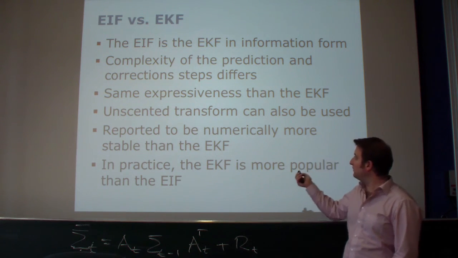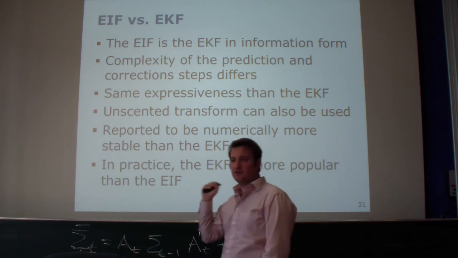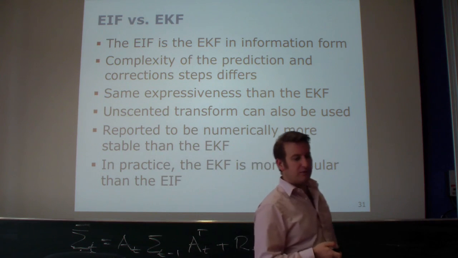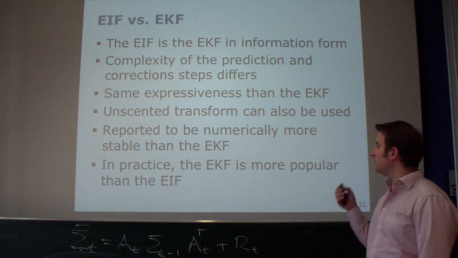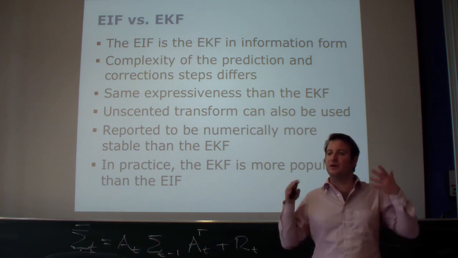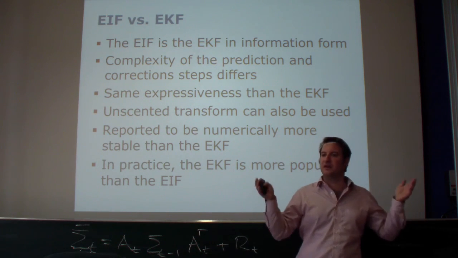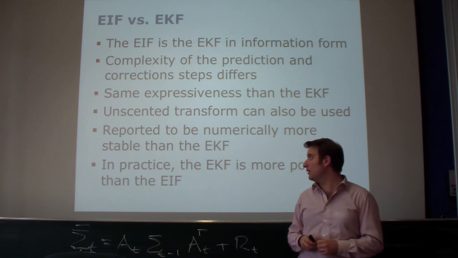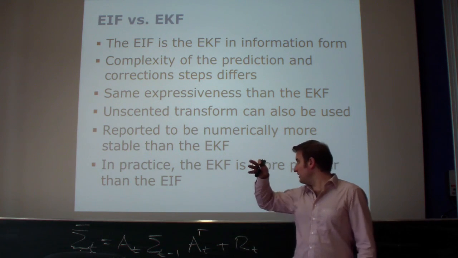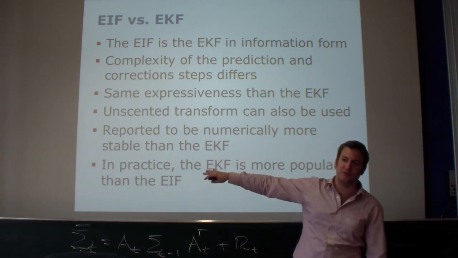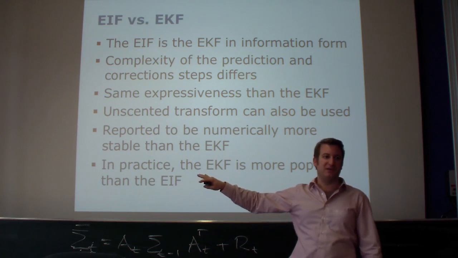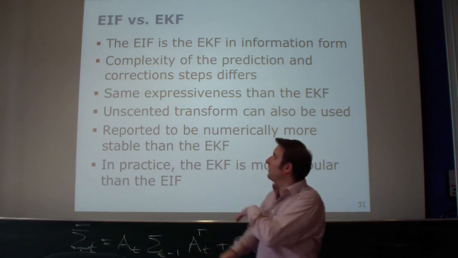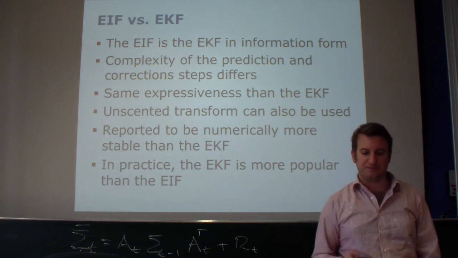However, the extended information filter is typically numerically somewhat more stable than the extended Kalman filter, at least that's what you find in the literature. But both have the same expressiveness, so mathematically they do exactly the same thing, only one in information form, the other in moment form. And we could use the unscented transform we used before and also put it into the information filter. There are also unscented information filters, but that's nothing we are going to look into here.